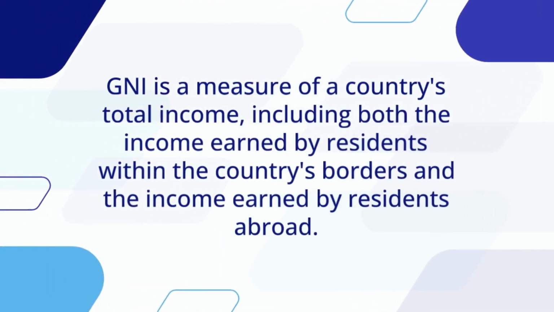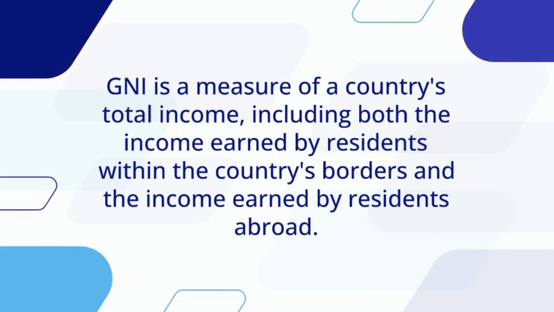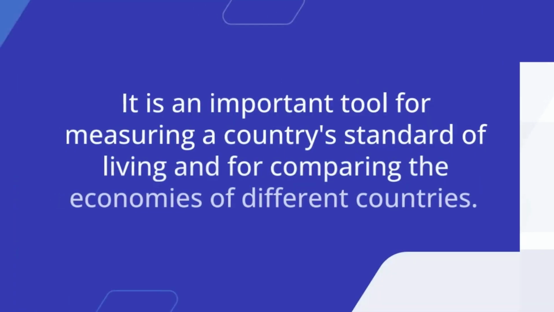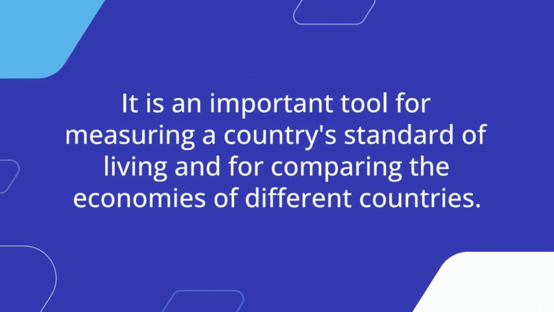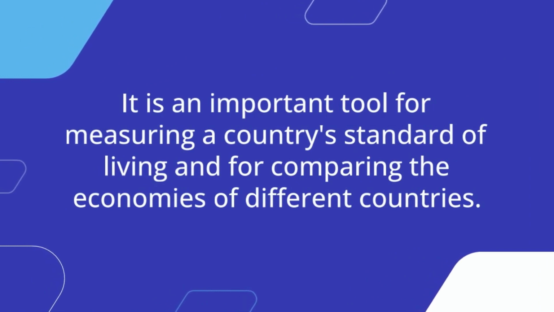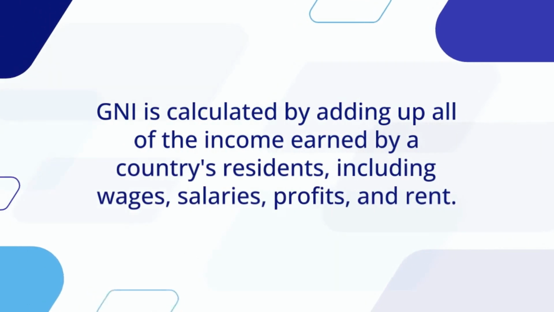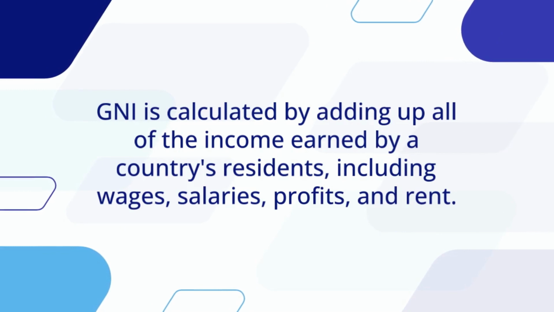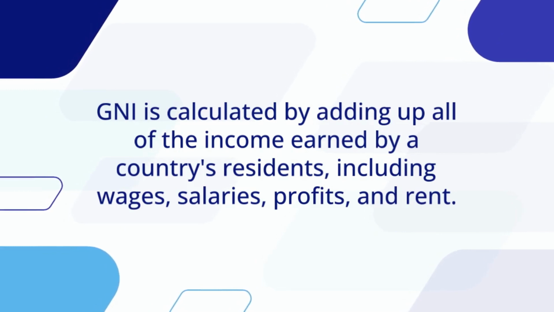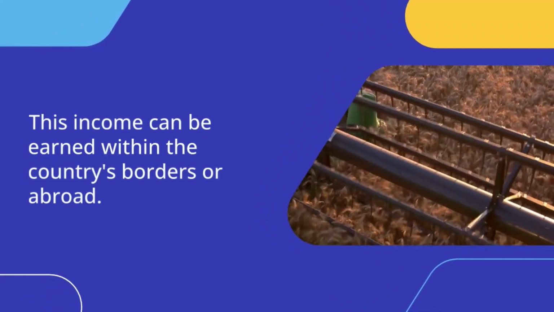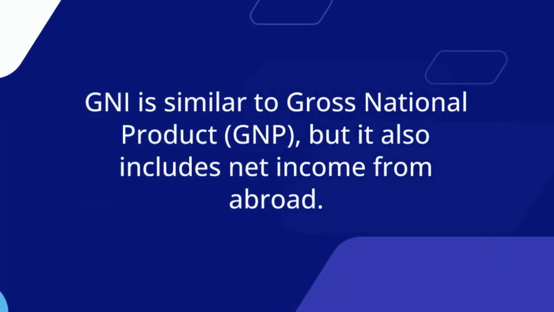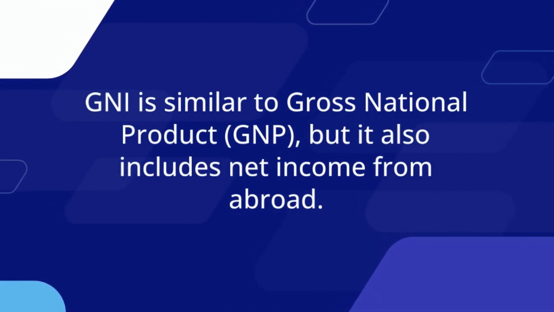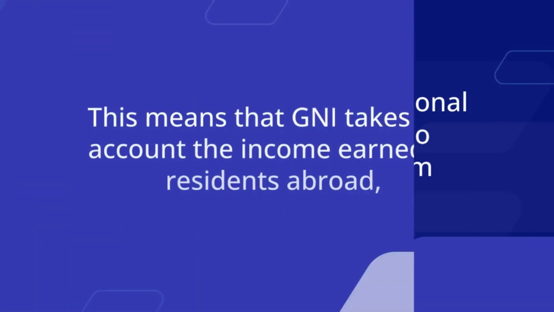GNI is a measure of a country's total income, including both the income earned by residents within the country's borders and the income earned by residents abroad. It is an important tool for measuring a country's standard of living and for comparing the economies of different countries. GNI is calculated by adding up all of the income earned by a country's residents, including wages, salaries, profits, and rent. This income can be earned within the country's borders or abroad. GNI is similar to gross national product, GNP, but it also includes net income from abroad.